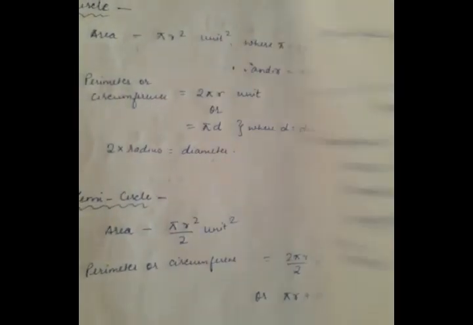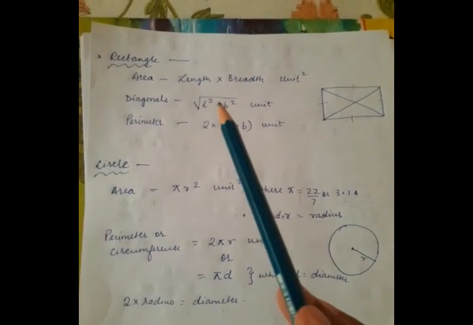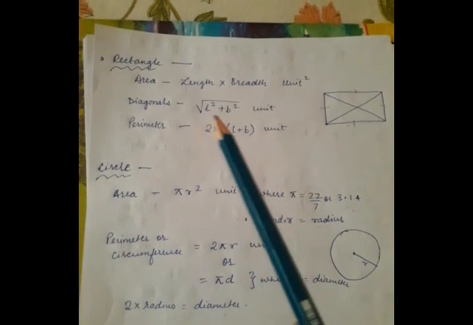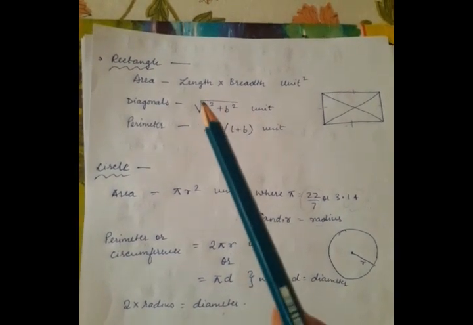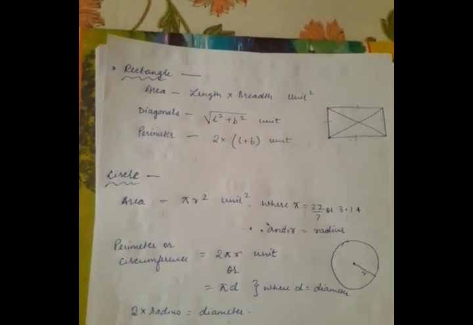Let's move on to the next part, that of the parallelogram, that is rectangle. Rectangle, the area is length into breadth, as earlier I discussed in the square. The same goes for the diagonal, that is under root L square plus B square unit. So let us discuss how it happens.